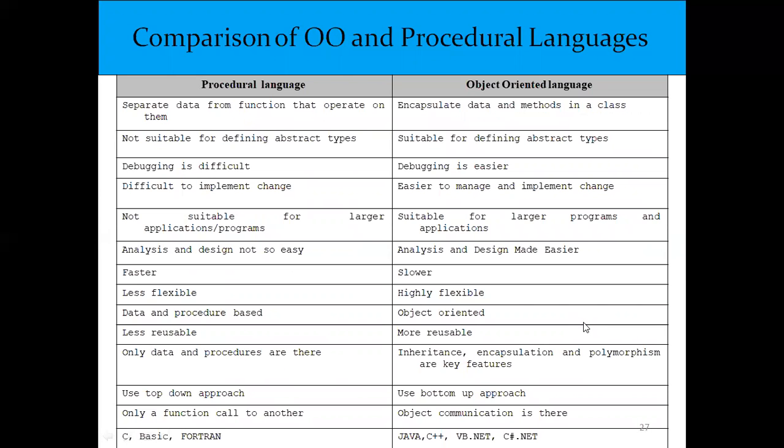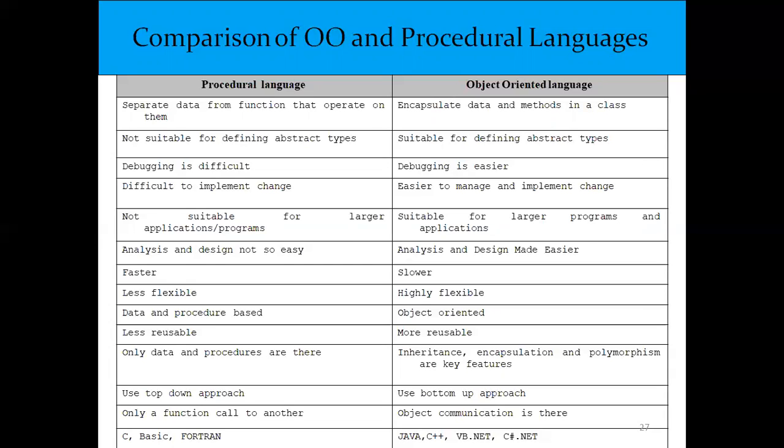And let us see a comparison of object-oriented programming and procedural programming. Debugging is very difficult in procedural language, whereas we can debug easily in object-oriented programming; if there are any errors, they are easy to identify. Encapsulation of data and methods is available in the OOPS concept, while procedural has no encapsulation. One of the main advantages of procedural language is that it is faster compared to OOPS, and it is less flexible. We can't easily move it to some other environment.